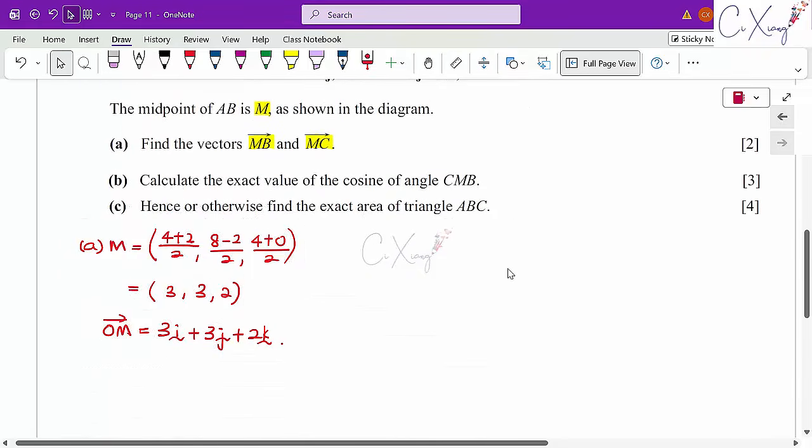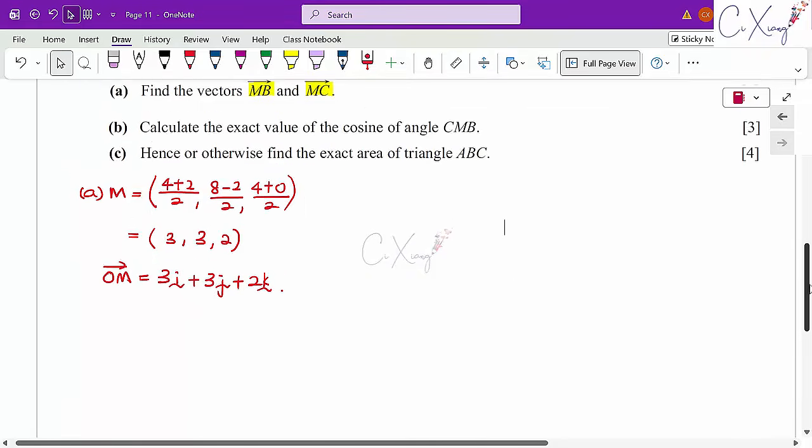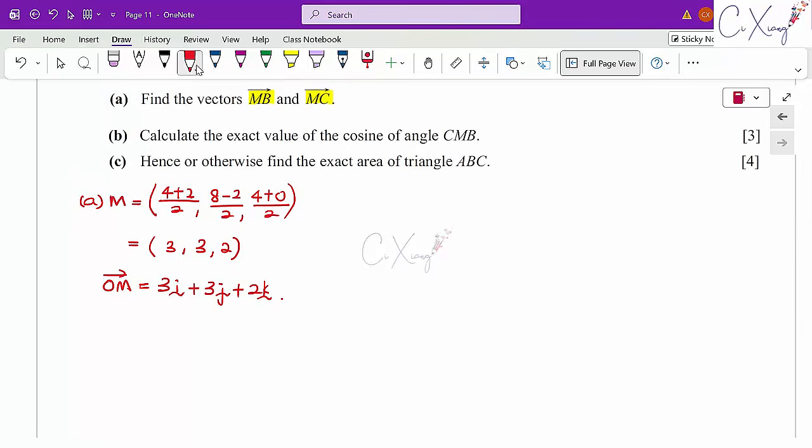To find MB, of course, there are many ways for you to do it. You can use MO plus OB.